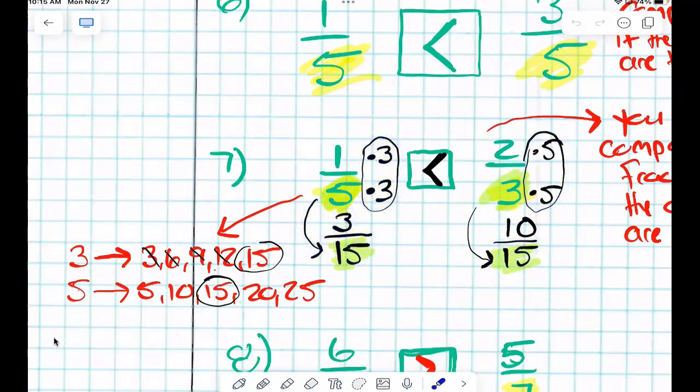Yes. Okay. Now over here, I made another bubble, yes? Yes. How do I get from 3 to 15? 5. And do I do the top and the bottom? Yes. What's 2 times 5? 10. 2 times 5 is 10, right? So what's bigger, 3/15 or 10/15? 10/15. So if 10/15 is bigger, what's bigger, 2/3 or 1/5? 2/3. You guys cool with all that?